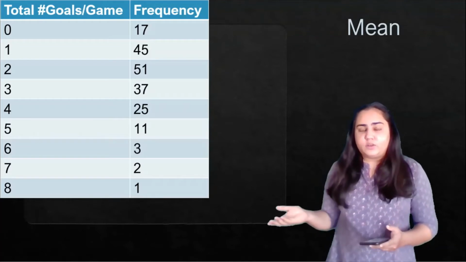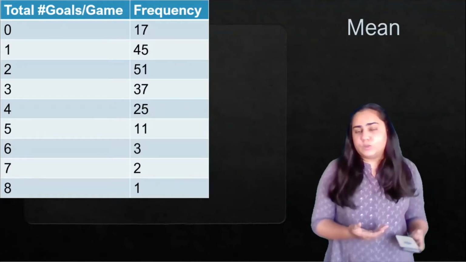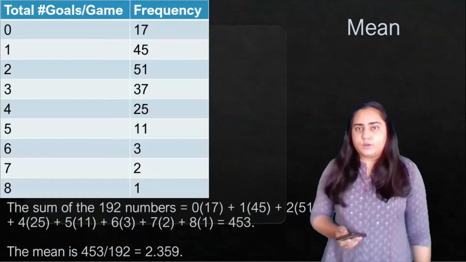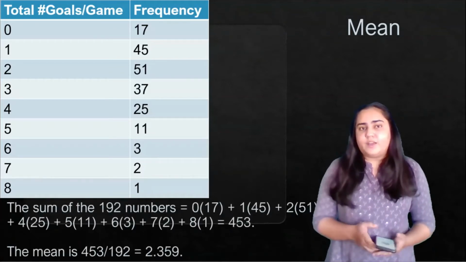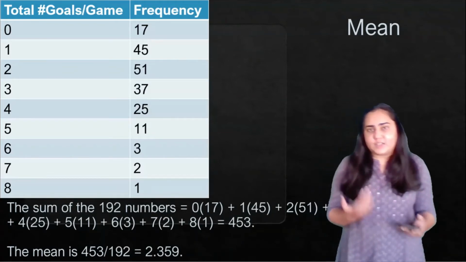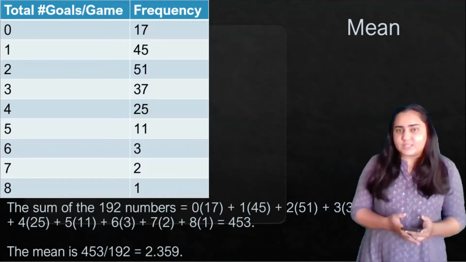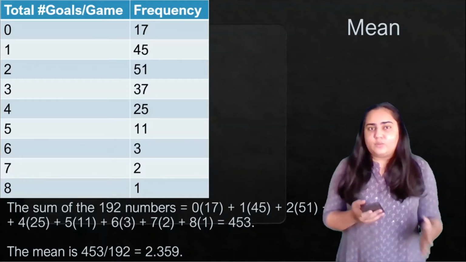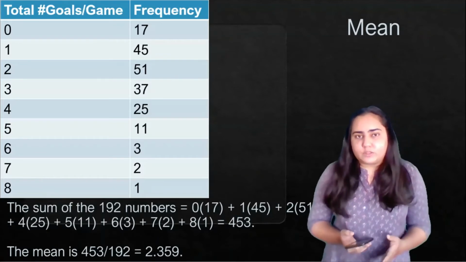And there were 51 where the number of goals was 2. So like that, this is the table. And here, to find the mean, we have to apply a slightly different thing, where we take a weighted average, not just an average, but a weighted average.